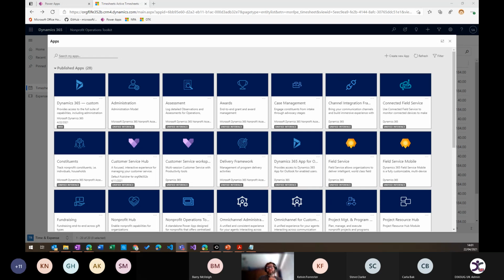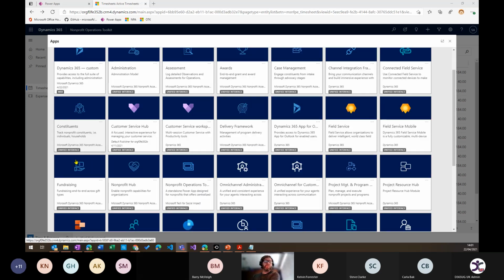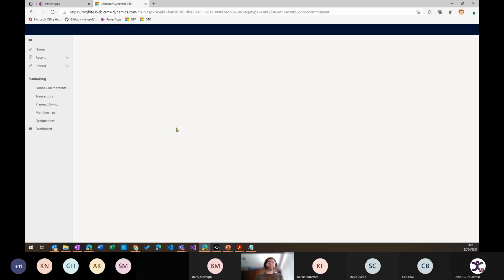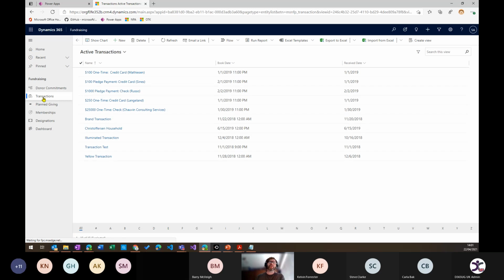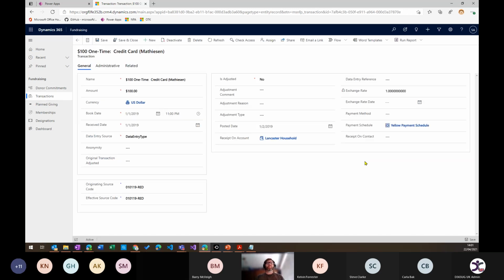If I click into one of these, for instance fundraising, I'm not going to concentrate too much on these because, like I say, there's not much functionality in there. But for instance, if I look at the transaction entity and open that up, it's pretty basic. It's a form. It's got a lot of the fields on there that you'd expect for a donation.